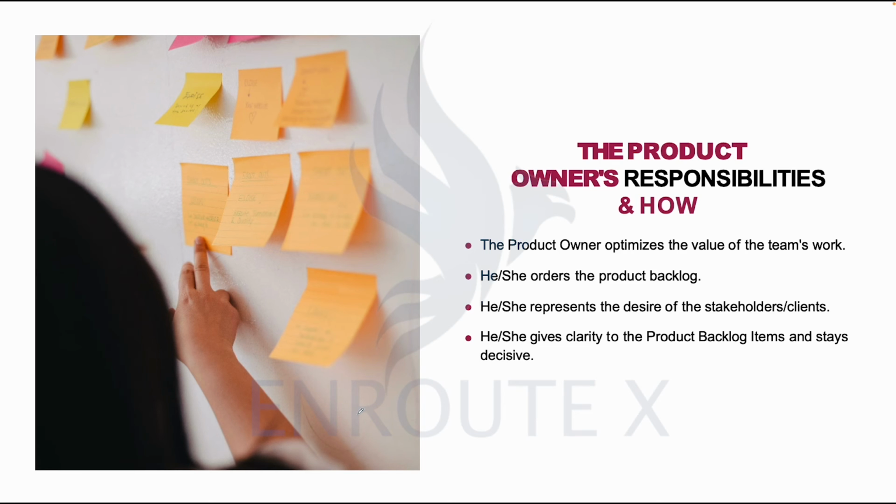Okay, I'll just go through this quickly. Some of this we have mentioned earlier. The product owner optimizes the value of the team's work. The product owner orders the product backlog. In ordering the product backlog, we mean prioritization. The product owner represents the desire of the stakeholders and also gives clarity to the product backlog items and stays decisive. The product owner must be able to give clarity to the developers on what they need to do or work on from time to time.